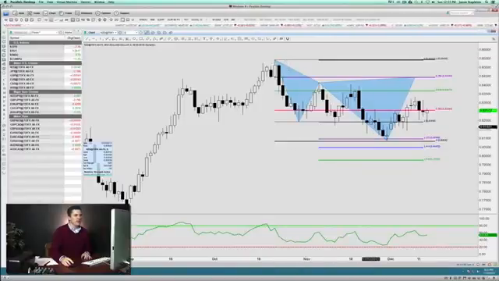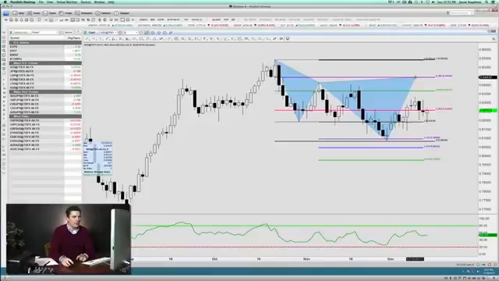But as you can see, guys, the cipher pattern setting up here, looking to sell the 786 at around 84.44s, stops again above the highs.